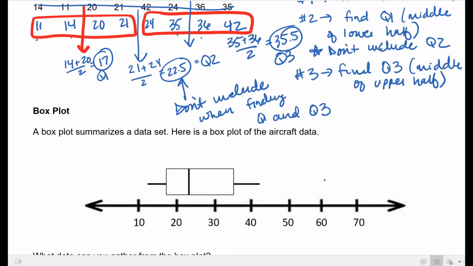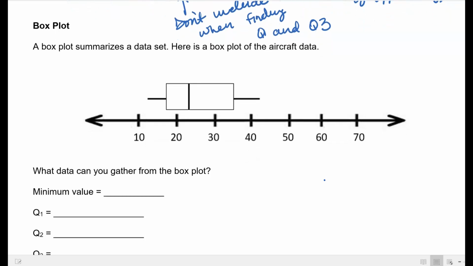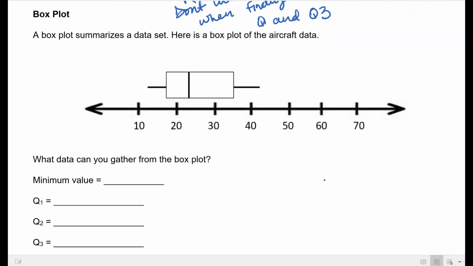So it looks like I think we've got one more here. Let's look at this box plot. A box plot is a type of graph that summarizes the data set, and it summarizes it in quartiles. If you look at this box plot, there are 4 sections of the plot. We've got right here, we call that a whisker, this section, and this section. Each section has 25% of the data inside of it.